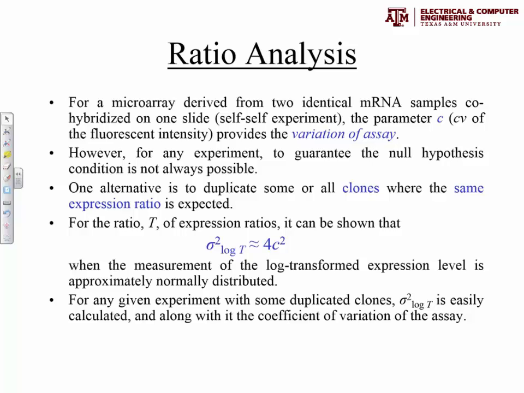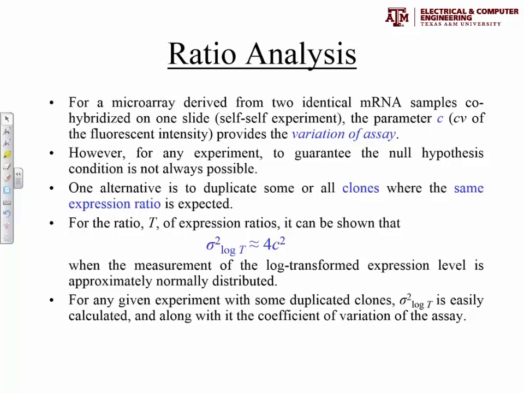The parameter C provides the variation of the assay, and this parameter C is the coefficient of variation. However, for any experiment to guarantee the null hypothesis, and remember the derivation of that formula, these experiments are being carried out under the null hypothesis. That is, the red and the green have exactly the same intensity. That's the assumption that you're making.